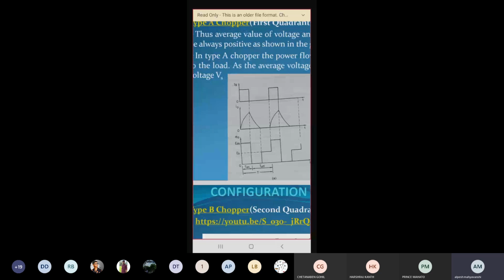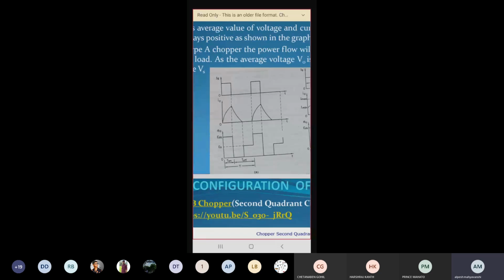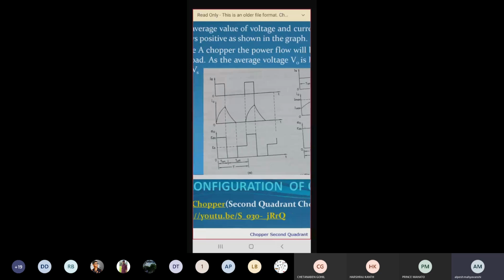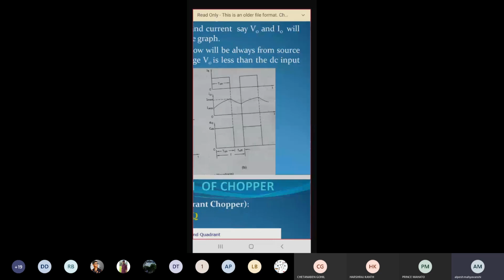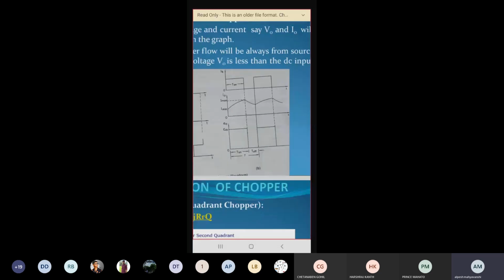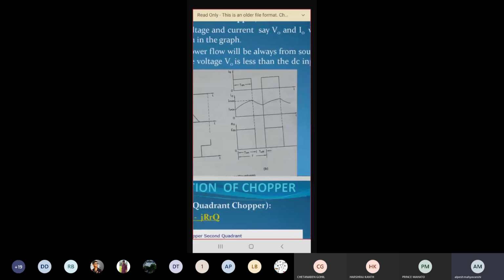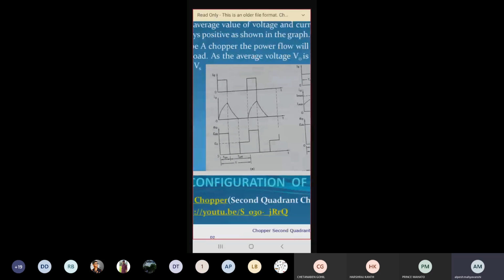Now look at this waveform. In this waveform what happens? T on time period is greater than the T off time period. So here the current remains 0 for some time. That means the discontinuous condition is there in this chopper, because T on time period is lesser than the T off time period.